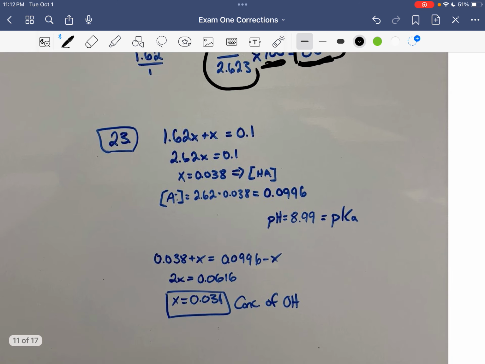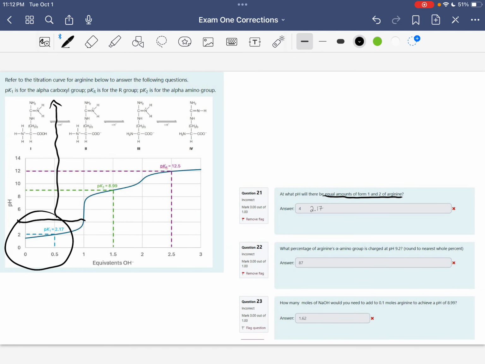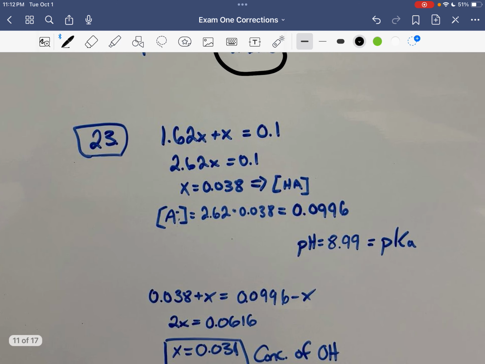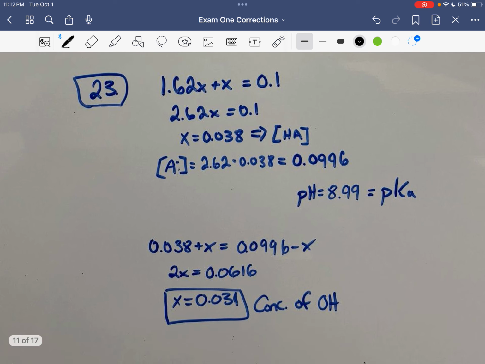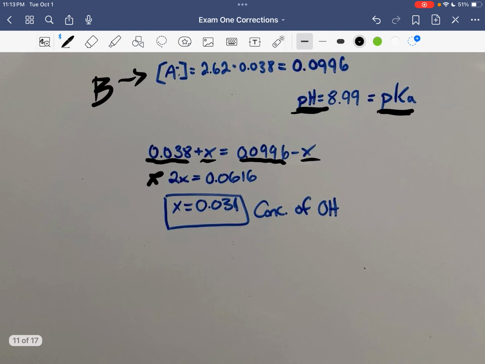For 23, going off of that, I was unsure on how to get the 1.62 out of there, so you take the ratio right there, make it equal to 0.1. That's our acid, and then our base concentration over here. From that, we know that the pH is equal to the pKa in this situation, and so we can just say that the 0.38 plus x and the 0.96 minus x are going to be equal. Set them together, and there we go. That's the concentration of OH.